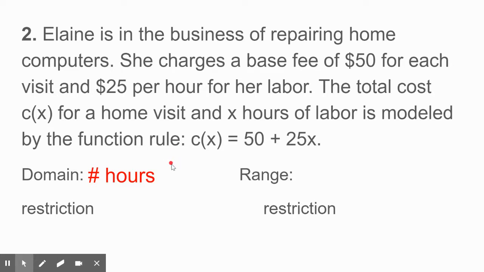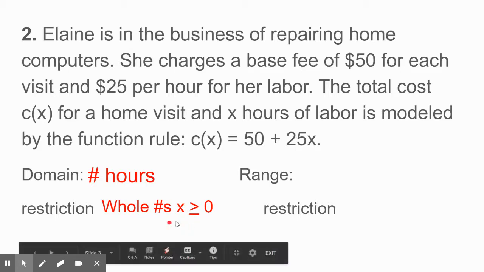So the restriction is the domain is going to be whole numbers, but they have to be greater than or equal to 0. Well, that's a little bit redundant because whole numbers actually are greater than or equal to 0 in and of themselves. You don't have to repeat that. Okay?